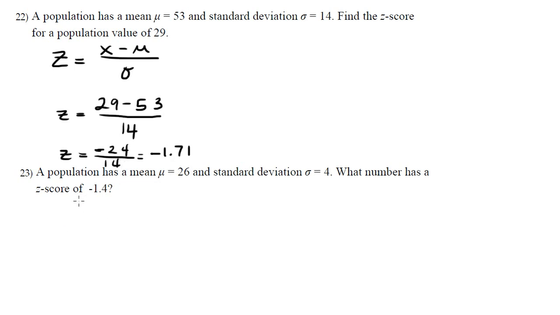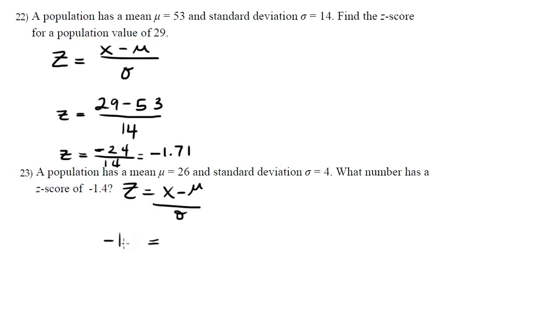Same idea for number 24. Same formula, rather. But this problem says which number has a z-score of negative 1.4. So in this problem, we're using the same formula, right? Z equals x minus mu divided by sigma, the standard deviation. But in this case, we have the mean, mu, we have sigma, which is 4, and we have Z, which is negative 1.4. Now we're trying to find the population value. We're trying to find X.